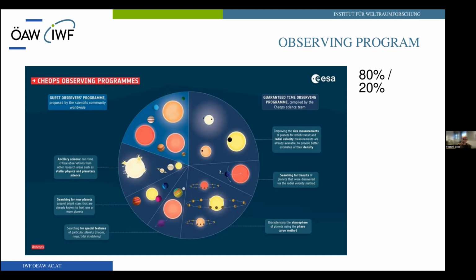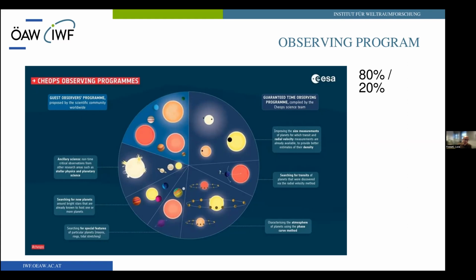Then we have a small part of the CHEOPS GTO time, which is dedicated to looking for transits of planets detected with radial velocity. So we target planets that have been detected previously with radial velocity, and for which we don't know whether the planet is transiting or not, and we try to detect whether a certain planet transits or not.